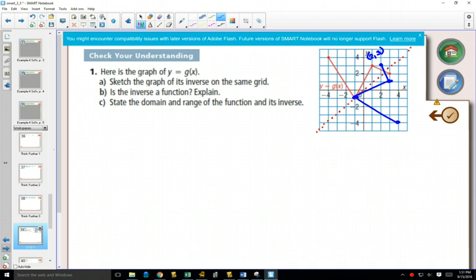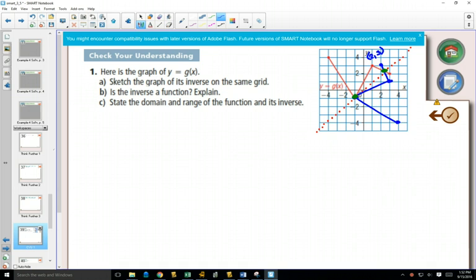And notice that only the points that are on the line y equals x stay the same. Is our inverse a function? Do you know how to tell if a graph is a function or not? Do you remember? The vertical line test? Do you remember the vertical line test?